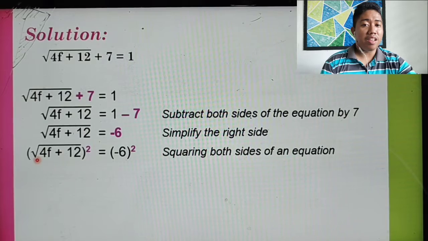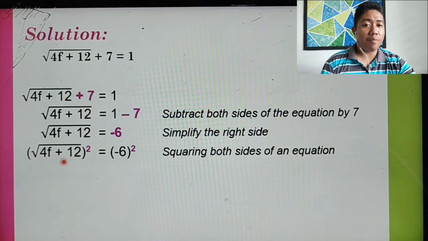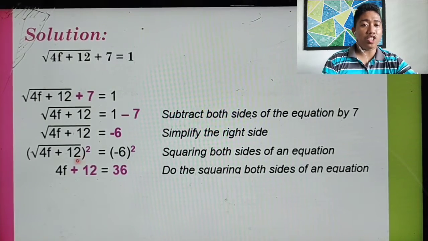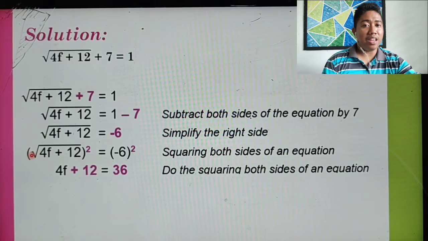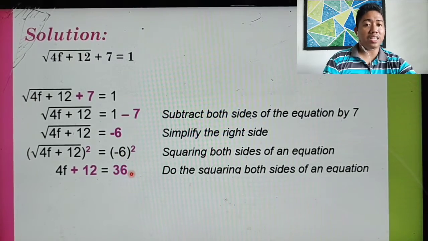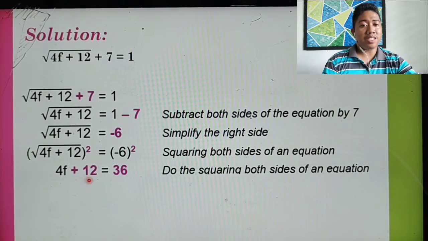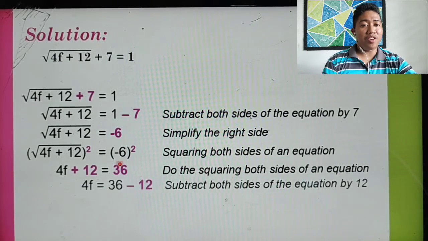So that is the quantity of the square root of 4f plus 12 squared is equal to negative 6 squared. Okay, next is to square both sides of the equation so we can eliminate the radical sign. So it becomes 4f plus 12 is equal to negative 6 squared. That is negative 6 times negative 6, which is 36.